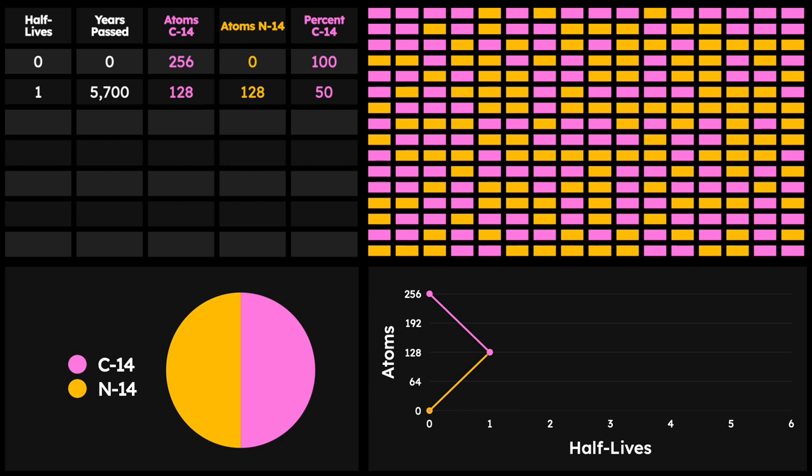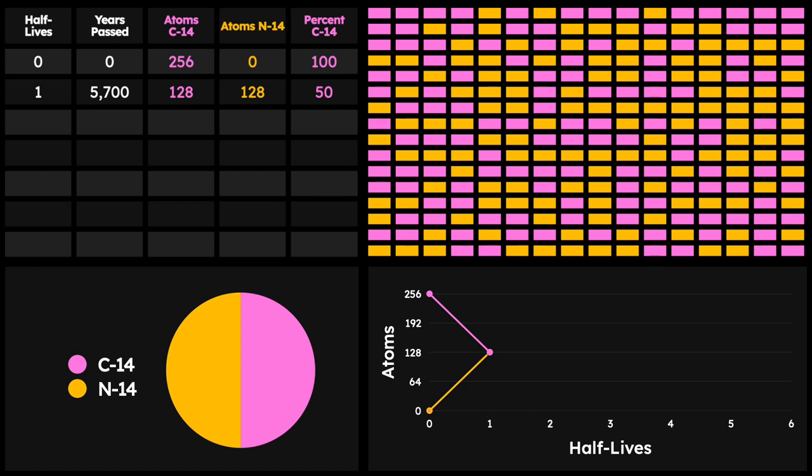So now you see we have equal amounts of carbon and nitrogen, 128 atoms of each, meaning we also have 50% of that original carbon. And so you can see that in the top right, where we have essentially equal amounts of yellow and pink, equal amounts of carbon and nitrogen.